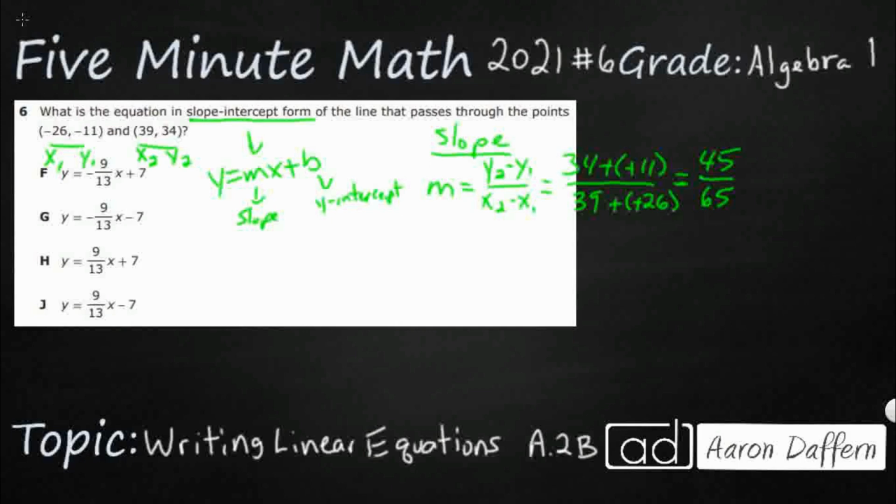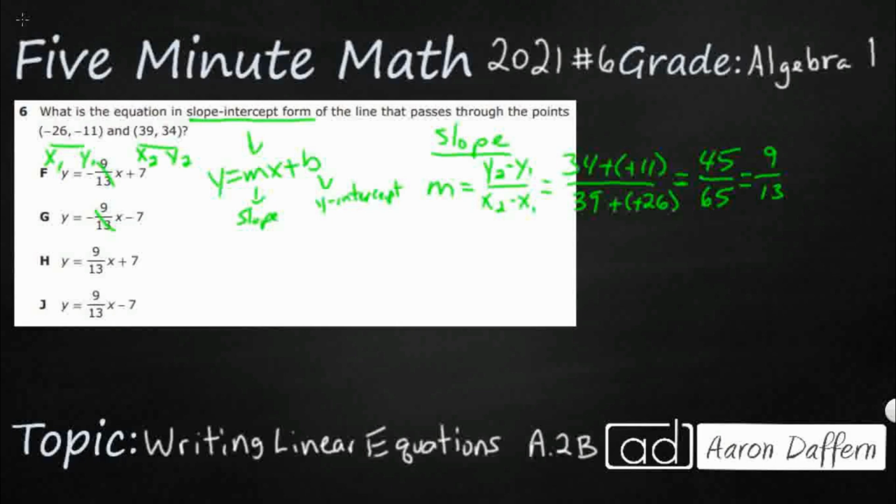And then I think it's just going to be 5s. Let's just reduce this by 5s. So reducing by 5s, that's going to be 9 over 13. And it's a positive 9 over 13. You notice how nothing is negative, so I can go ahead and just eliminate F and G simply because those are negatives. All right, so 9 over 13 is my slope. Okay, so I've got that.